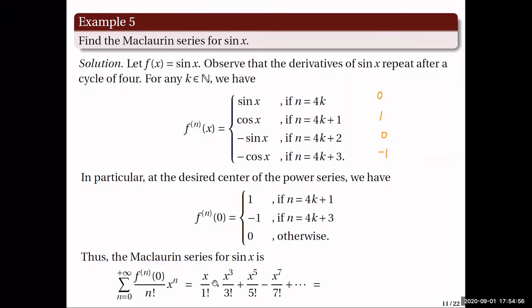Okay, so we can write this in compact form as follows. So we have the summation from n equals 0 to infinity of negative 1 to the n, which makes this series alternating. Okay, and then x raised to 2n plus 1 over quantity 2n plus 1 factorial. So this expression in blue is the Maclaurin series for sine x.